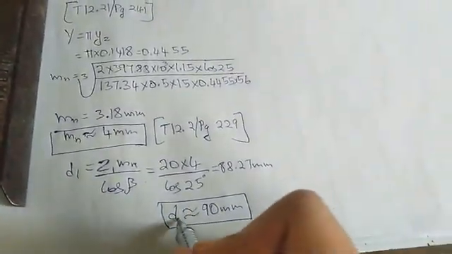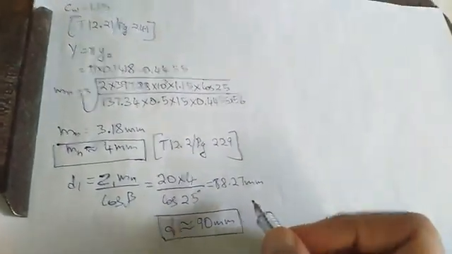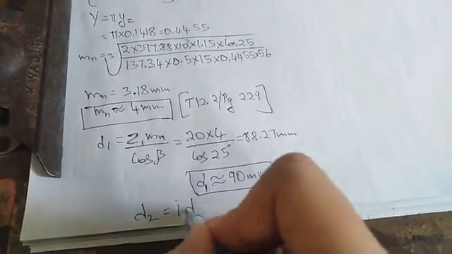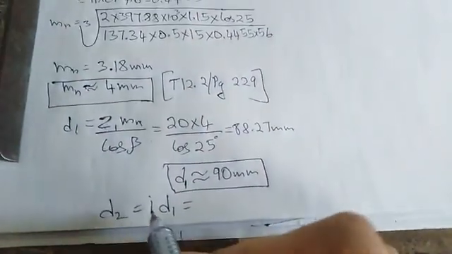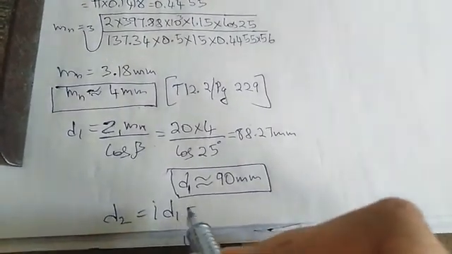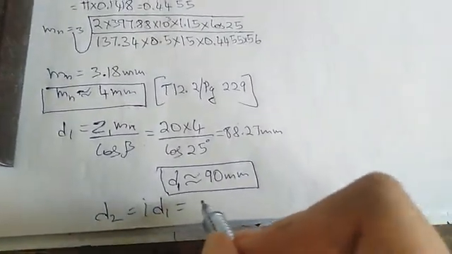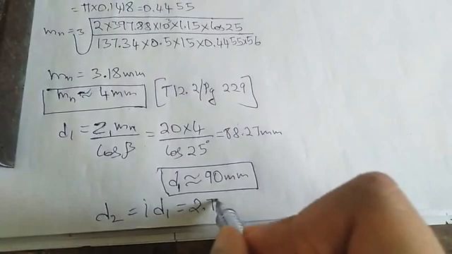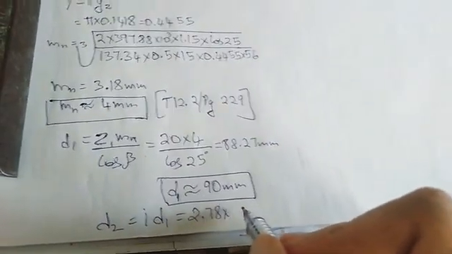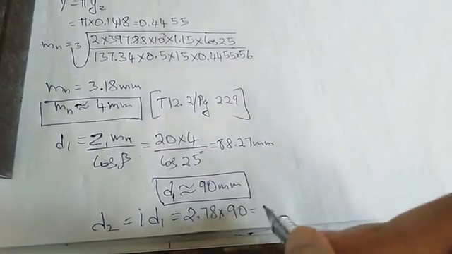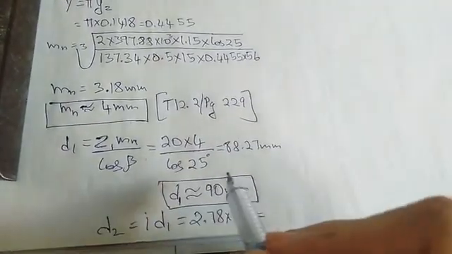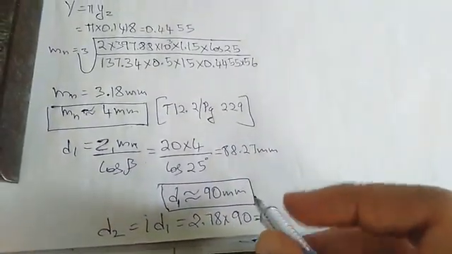This is D1. Similarly, we shall find the value of D2 by using gear ratio I, where I is equal to D2 by D1. So D2 is equal to I into D1. The value of I is 2.78 and D1 is 90. So the D2 value is 250 mm.